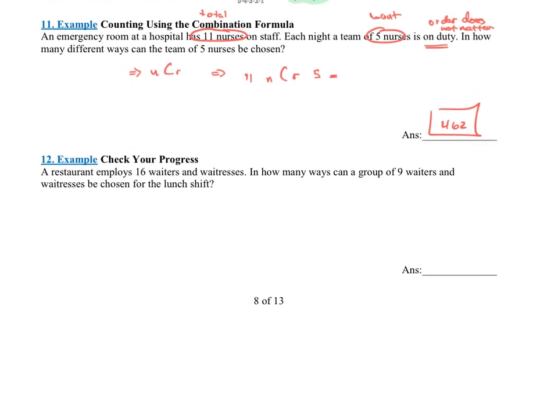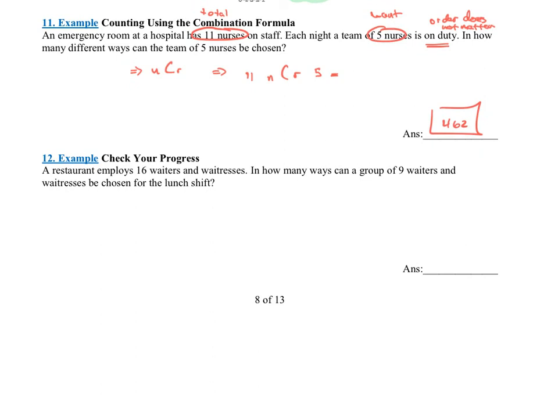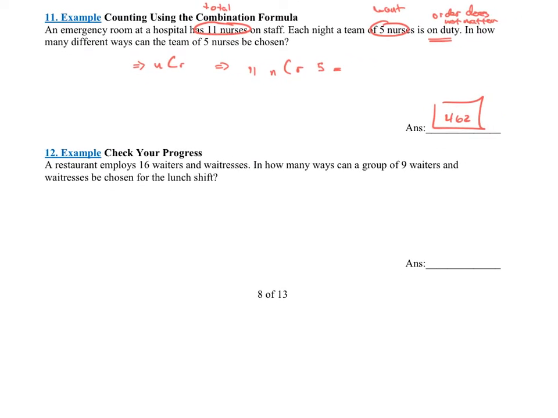So we continue on to the next problem. It says a restaurant employs 16 waiters and waitresses. In how many ways can a group of 9 waiters and waitresses be chosen? So I'm going to look at this and analyze. The total is 16. They have 16 total. 9 is what they want. They need 9 of them to serve. Order doesn't matter. It's just because it's a shift. It doesn't matter if they're the first one on the shift or the last one on the shift. They're all working the same hours. So order doesn't matter. I'll just write no order because I'm lazy.